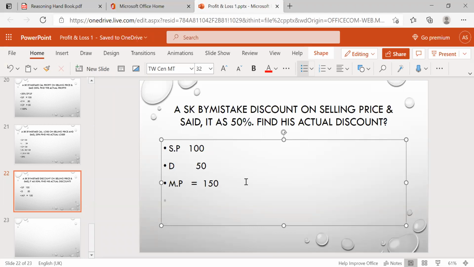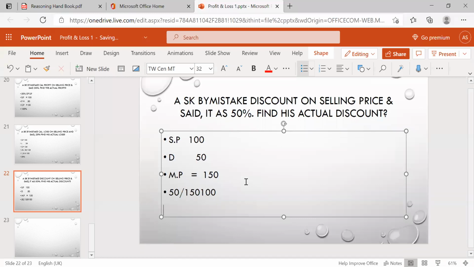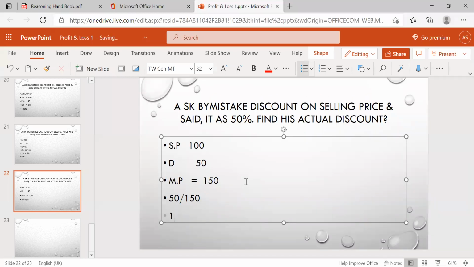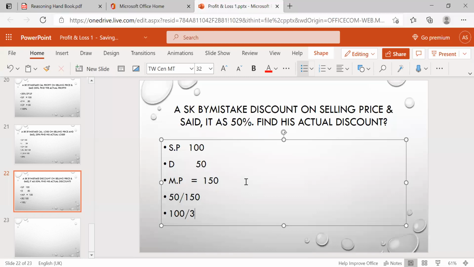Then find the actual price. What's the actual discount? 50 rupees. What's the percentage of 150? They are asking that. The 50 rupees is what percentage of 150. So the 0s get cancelled, and it is 100 by 3. 100 by 3 is nothing but 33 point something. Already given the answer somewhere.